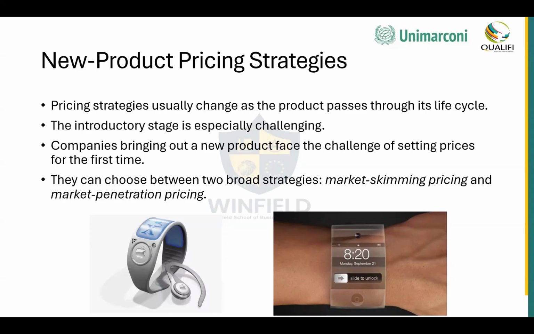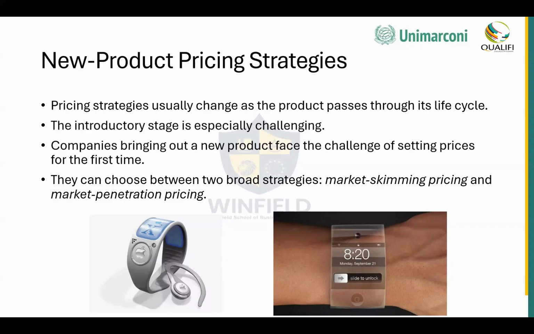So, of course, when you are trying to set a price during the introductory stage, it's a bit tricky, because you are not sure whether consumers are willing to pay that price. Whether they will get enticed by the price, right? So this is a bit of a tricky thing.